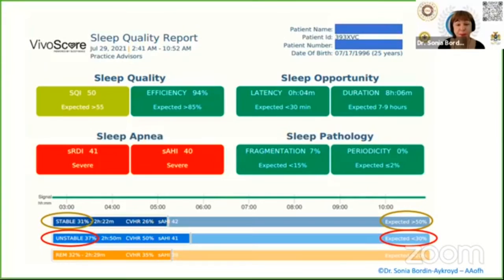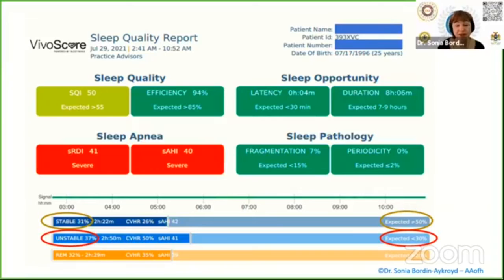This is a sleep report of one of the nights of this patient. It's well known that sleep disorder breathing gets worse over time. In this case, the patient is only 25 years old and is getting already a very bad quality of sleep. He presents severe apnea-hypopnea index.